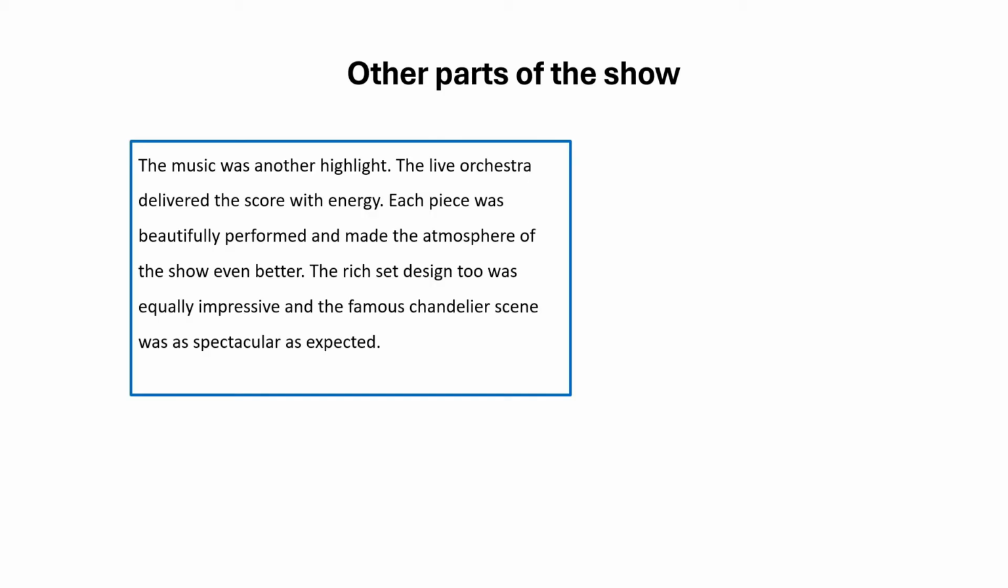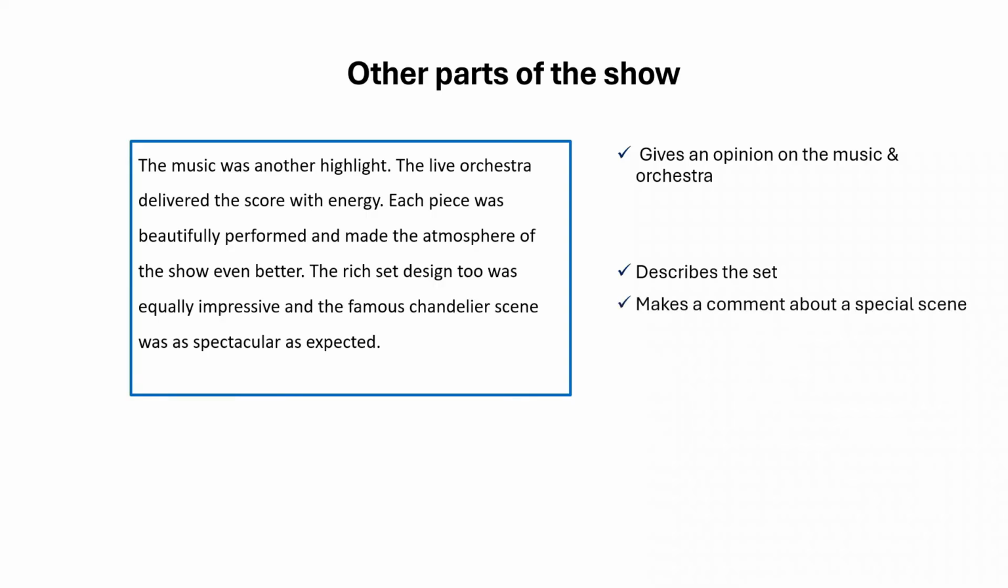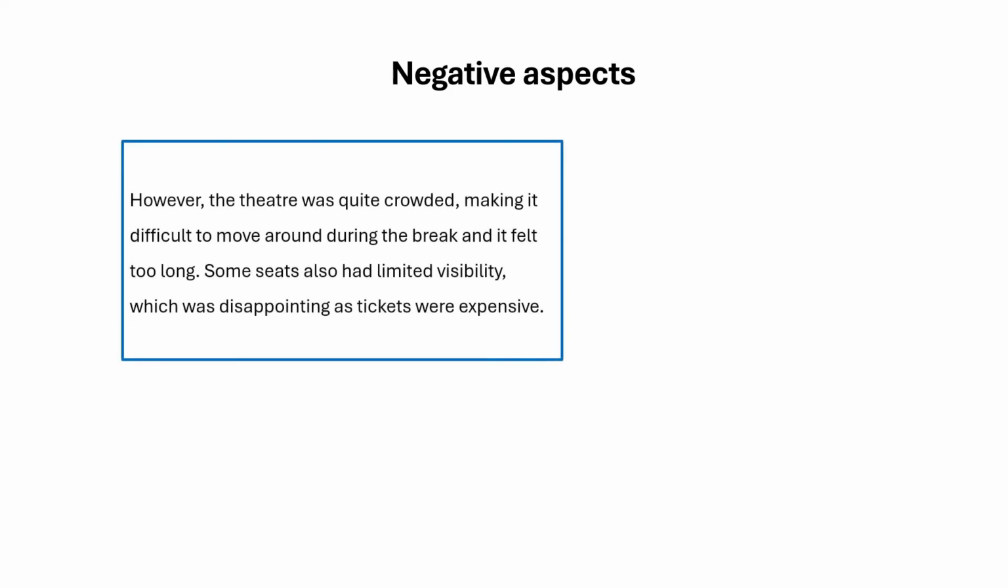Apart from the plot and the cast, there are other parts of the show the person can talk about. And for example, because it's a musical, there's information here about the music. And the writer gives an opinion about the music and the orchestra, how well people performed it. There's also information here to describe the set, what the audience could see on stage. And of course, there is a comment about a very famous scene in this show and how the writer felt about this.